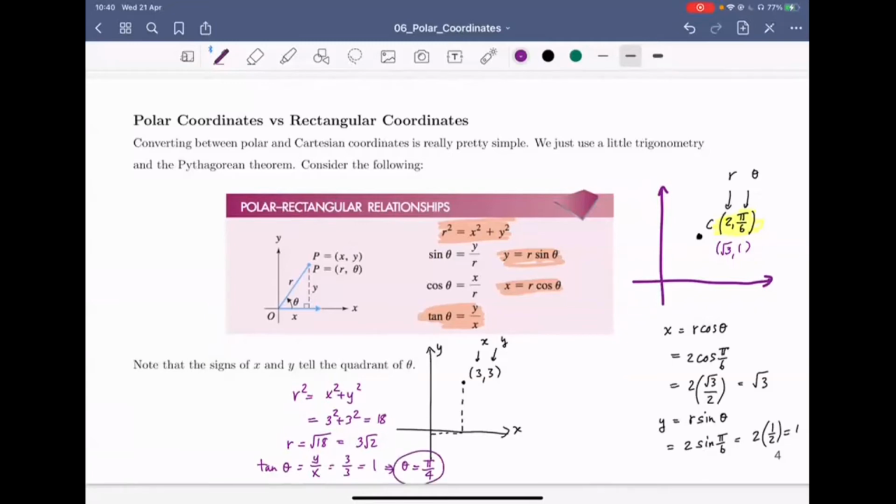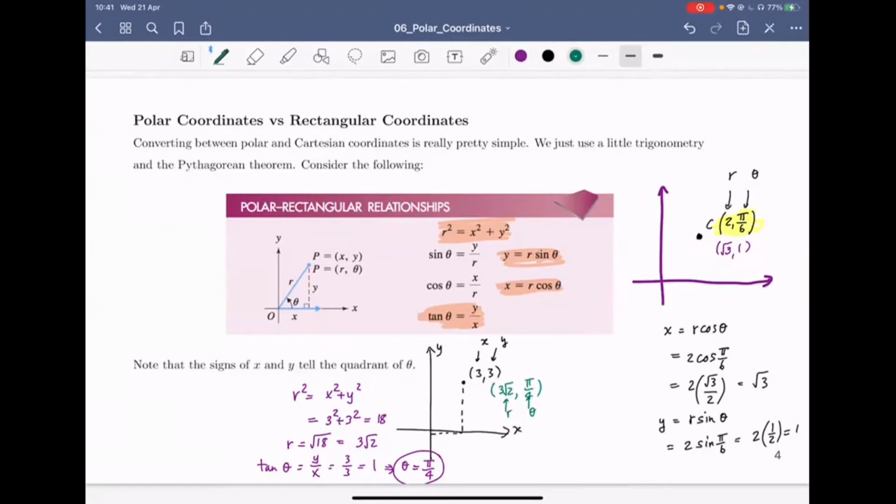That means if you want to switch the point 3, 3 to polar coordinates, it is the same as the point with r equal to 3 square root 2 and theta equal to pi over 4. Make sense? That is how you switch. This is your r, this is your theta, switching the point from the polar coordinate to the rectangular coordinate.